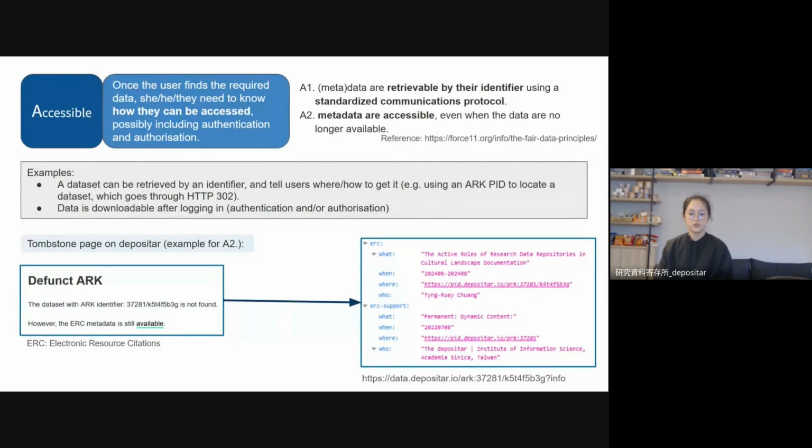And the provision A2 is more special. It's that metadata are accessible even when the data are no longer available. The Thomson page on depositar is an example of this provision. So if a dataset on depositar is no longer available but it has an ARC identifier, then instead of getting an error 404 not found page, the user can still see the electronic resource citation and metadata information, like what appears on the bottom right side of the box.